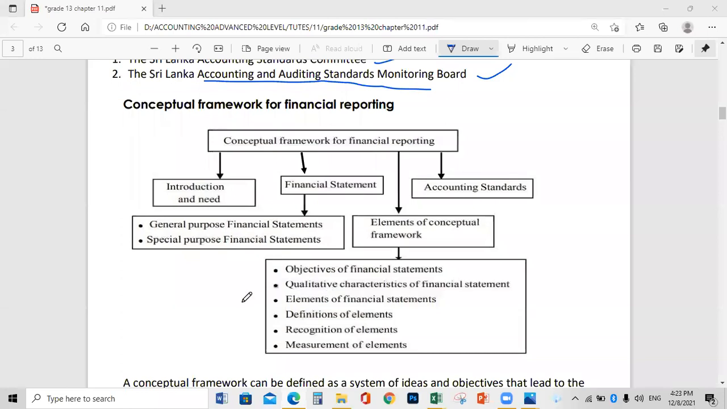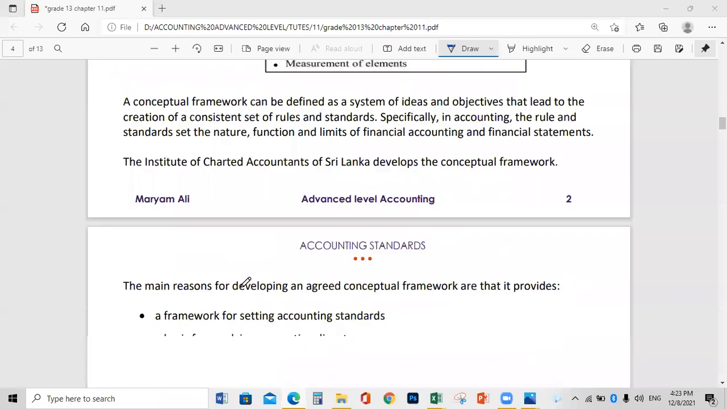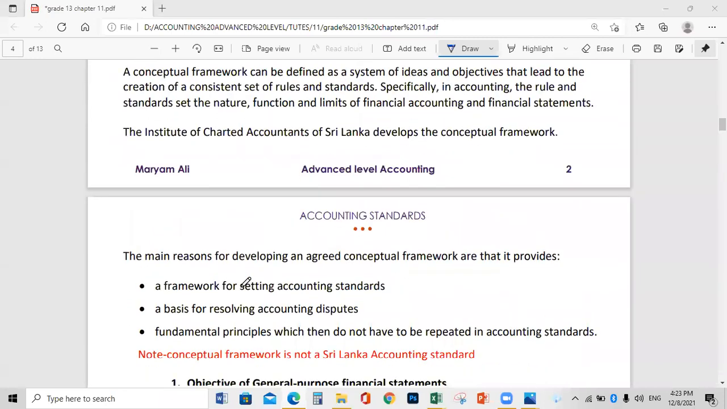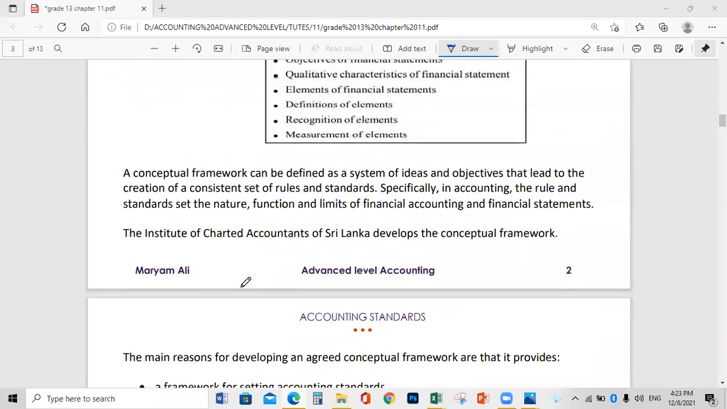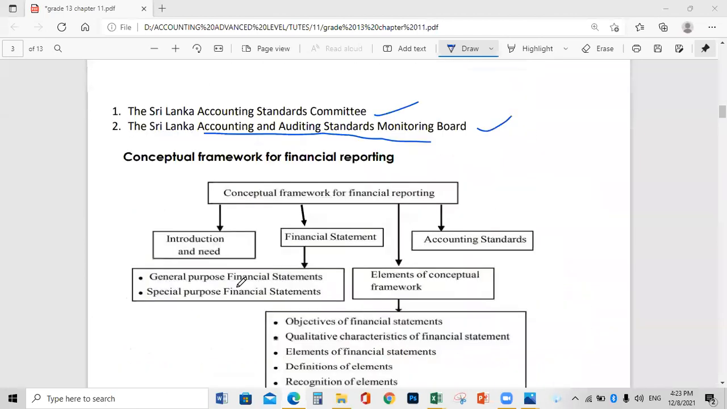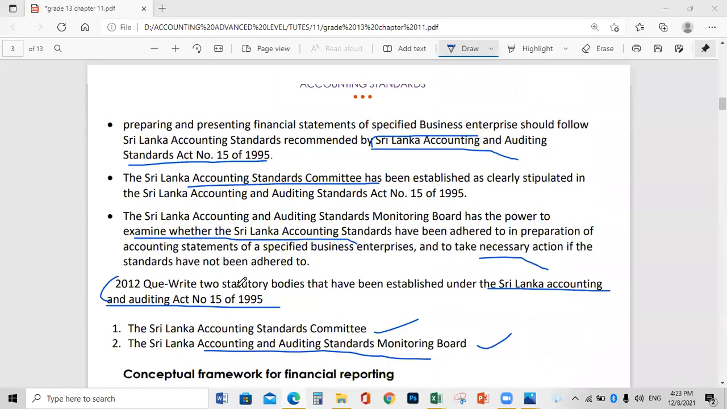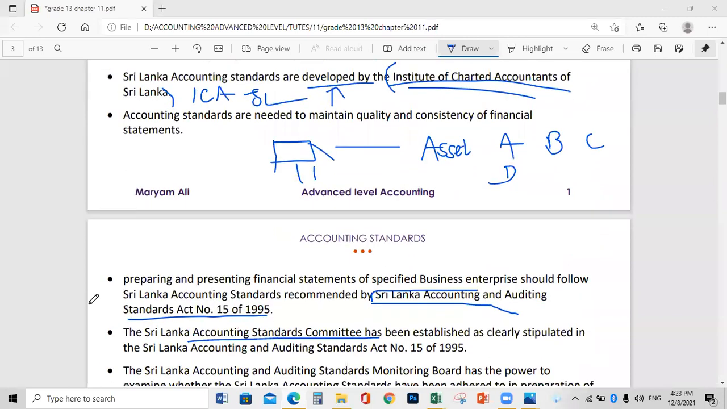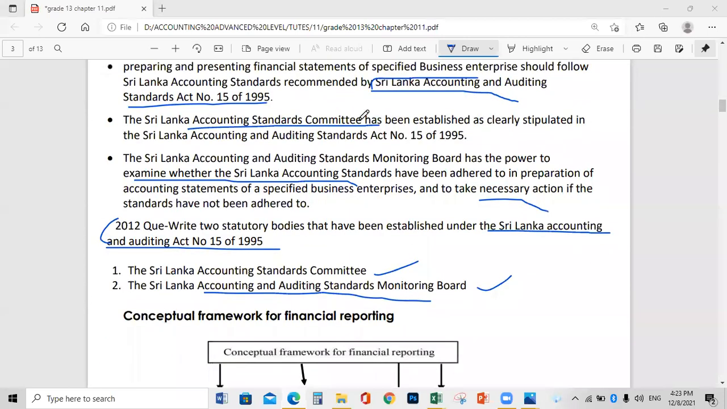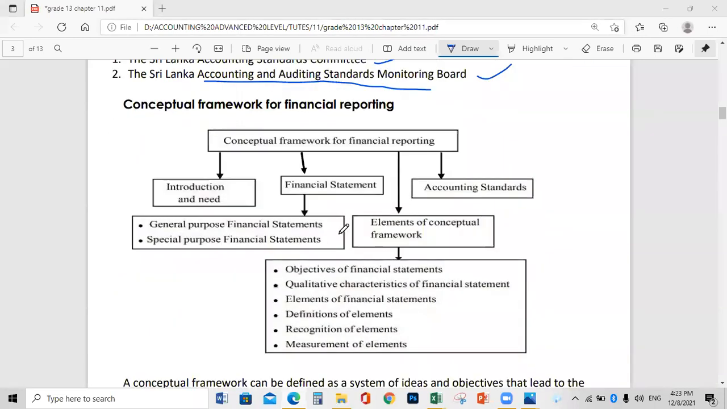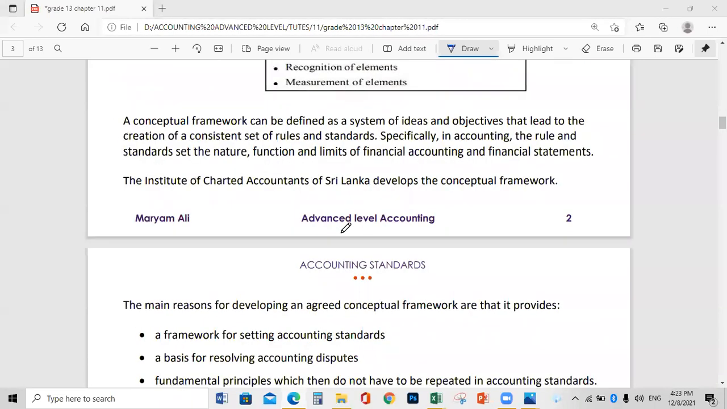What is a conceptual framework for financial reporting? Now this conceptual framework is very easy to understand. In the accounting standards, you all heard the words act and monitoring board. There were technical words, right? But this conceptual framework, you will all find it easy to understand. So what is a conceptual framework?